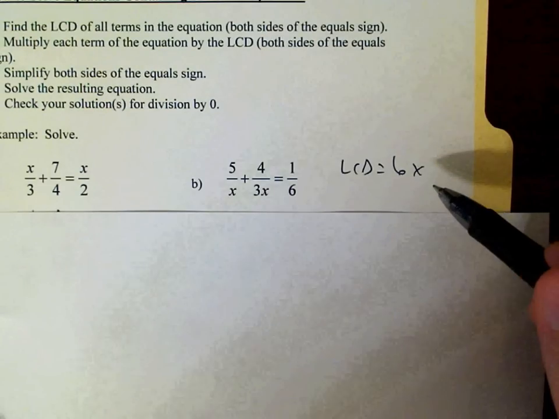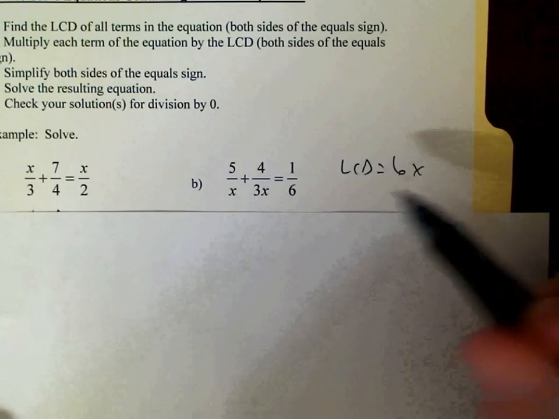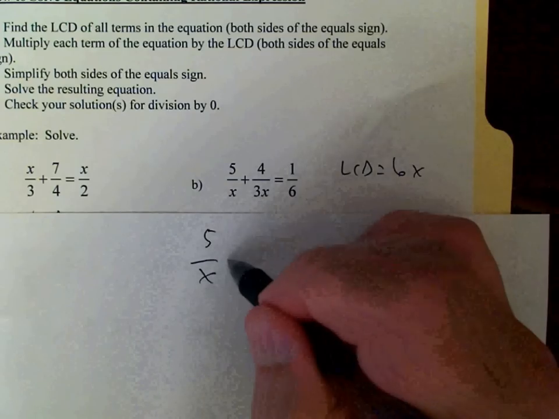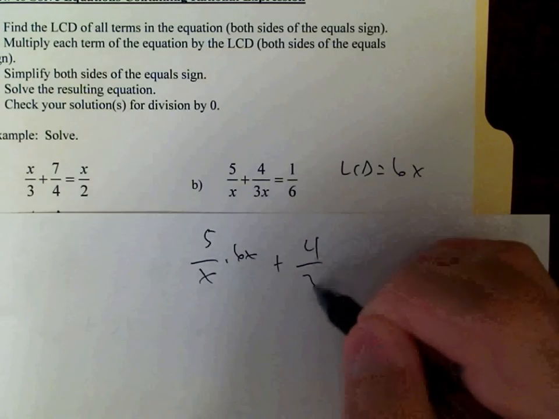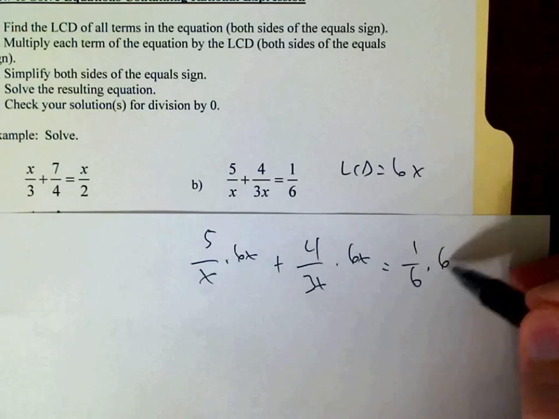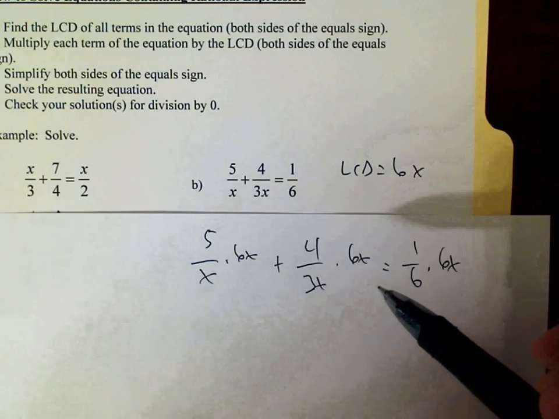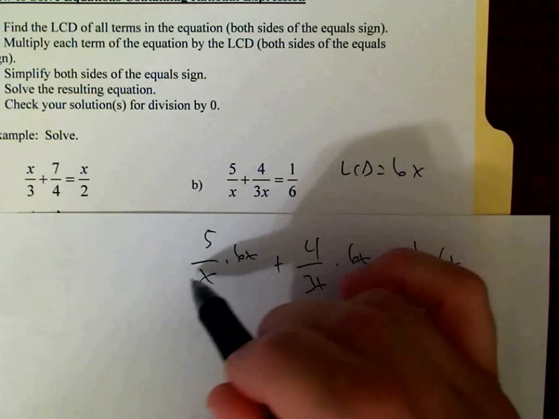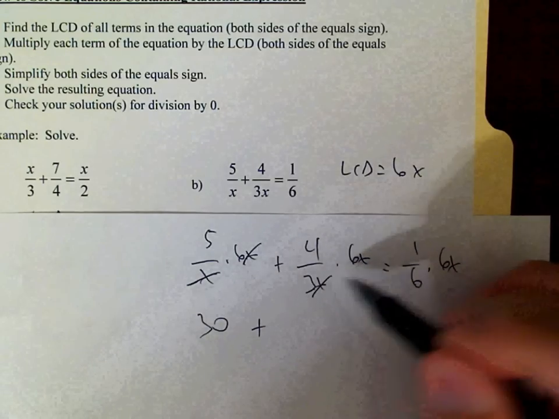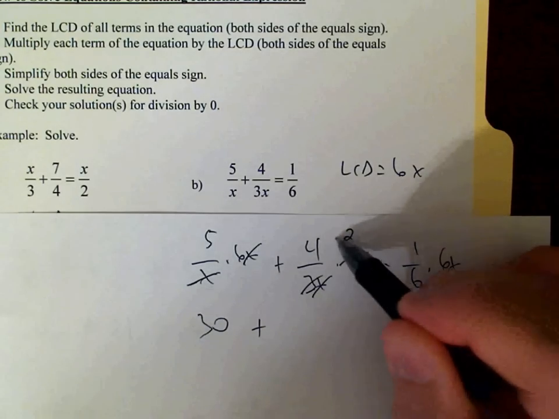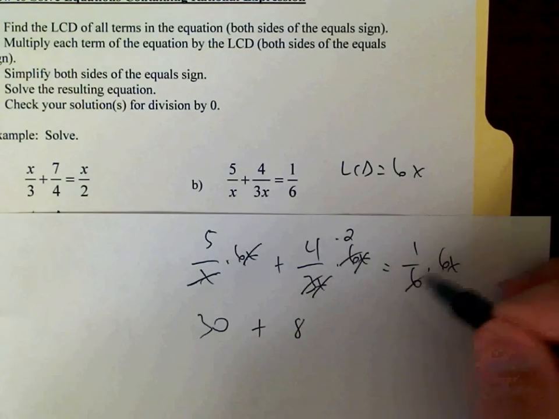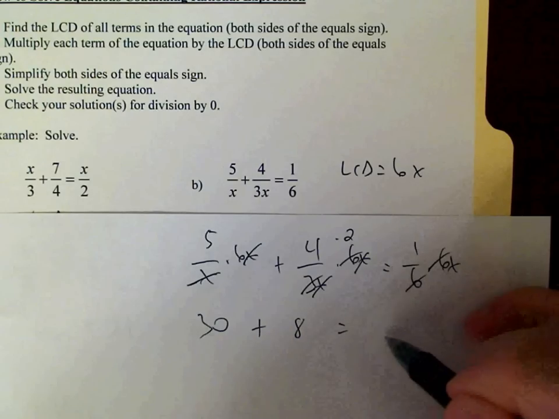Now once we have the LCD, what we're going to do with it is multiply each of these terms by the 6x, which is the LCD. Let's take 5 over x times 6x, plus 4 over 3x times 6x, equals 1 over 6 times 6x. Now I'm going to cancel. That's the reason why I have the LCD. That x cancels with that x, leaving 5 times 6, which is 30. These x's cancel, and 3 goes into 6 2 times, so I have 4 times 2, which is 8. These 6s cancel, and it leaves 1 times x, which is x.